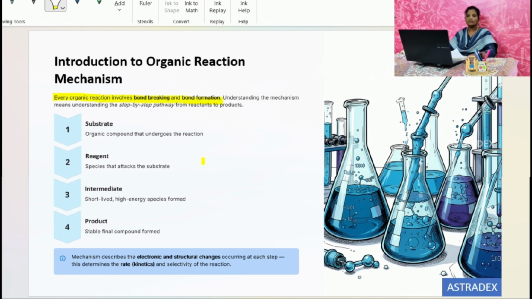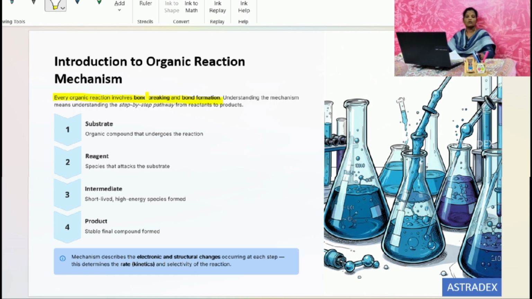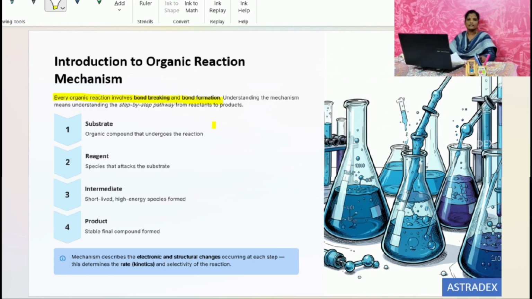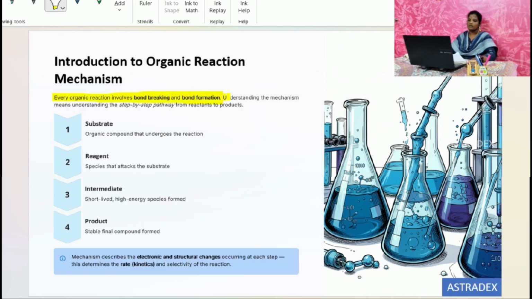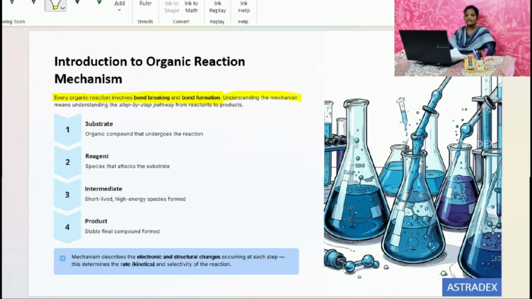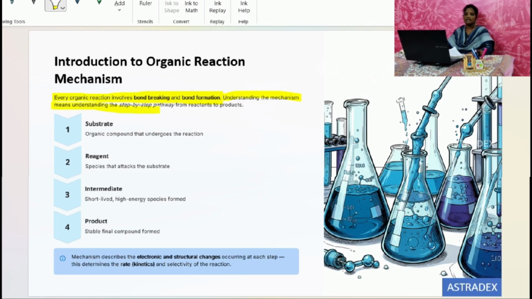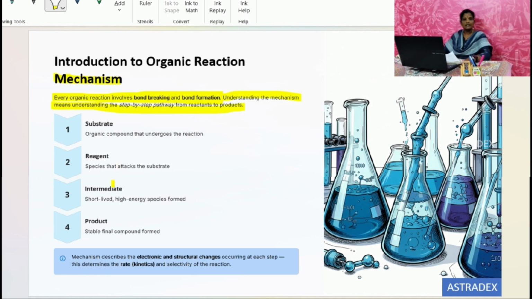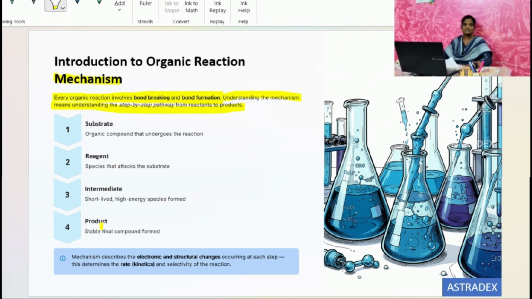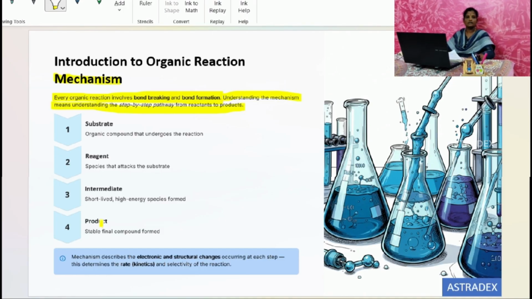That's why we say breaking of an old bond and formation of a new bond leads to the reaction. So every organic reaction involves bond breaking and bond formation, which is why it has been highlighted here. Understanding the mechanism means understanding the step-by-step pathway from the reactant to the product. The topic itself is very clear: mechanism means the detailed steps of how a reactant is converted to the product.